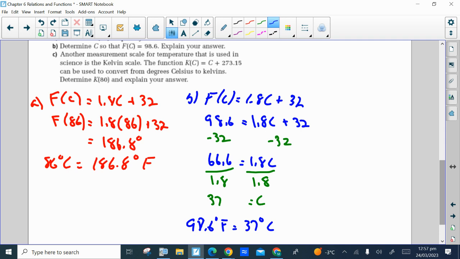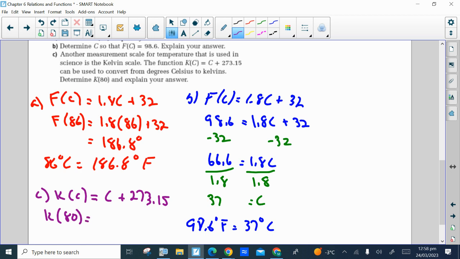Okay, part C says another measurement scale for temperature that is used in science is the Kelvin scale. The function K at C, the degrees in Kelvin as a function of the degrees in Celsius, is given by C plus 273.15. So you just take the degrees in Celsius and add 273.15, and that'll give you the degrees in kelvins. It asks us to determine K at 80.